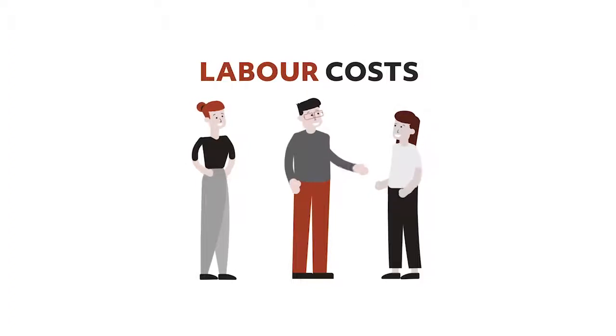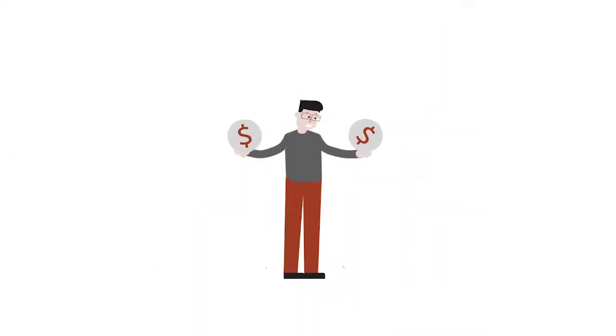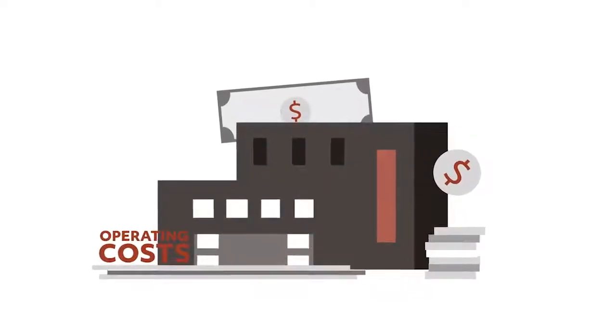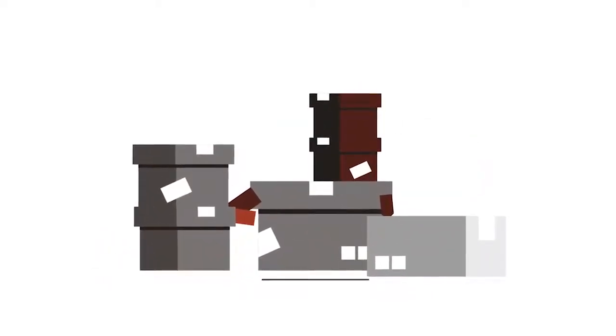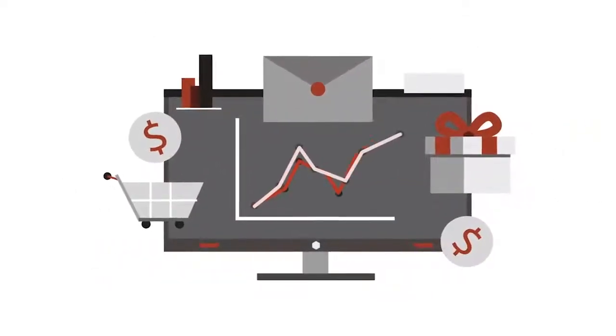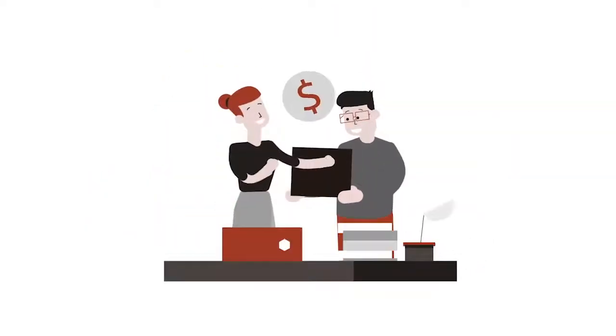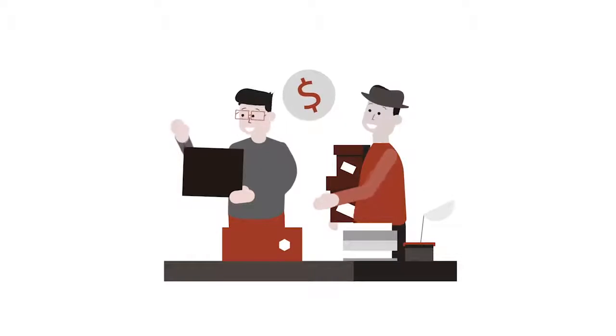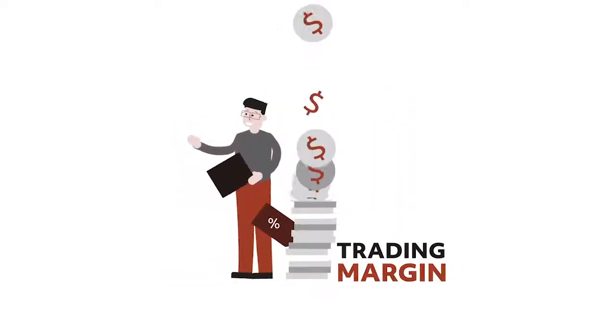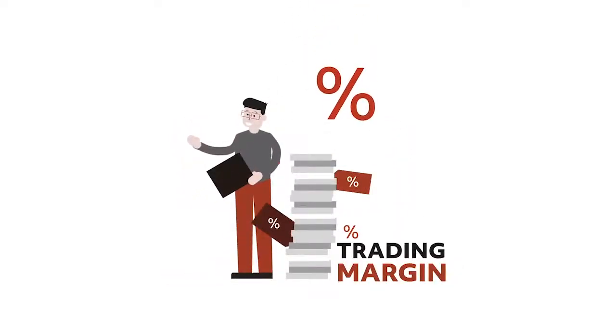Labor costs are costs associated with paying our employees, including benefits and incentives. Operating costs are the expenses associated with running our business, including rent, packing supplies, and marketing costs. Trading profit is the profit we retain at the end of the day after paying our people and suppliers. And trading margin is the percentage of sales that make it all the way to the bottom line.